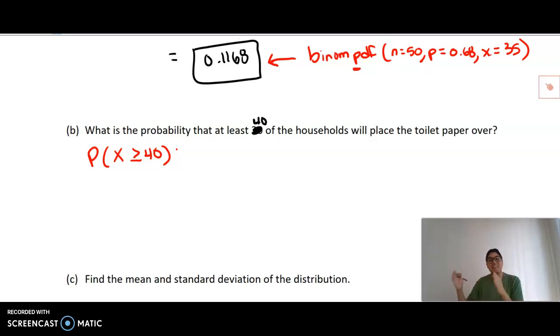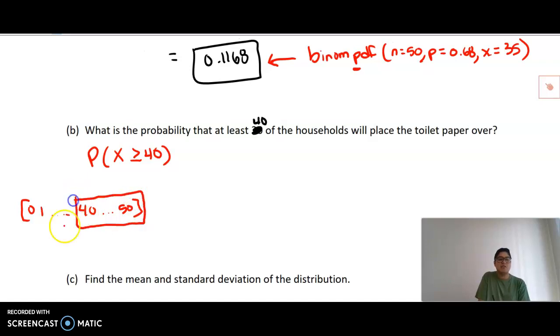And if I want at least 40 to have it, let's think about our broken noodle here. So I can have 0, 1, up to 50. I want at least 40 people to have it, which means I'm going to ignore 0 through 39. I don't care about them. I'm going to take them out of my sample size. That's the same as 1 minus the probability that it's between 0 and 39. Now that's going to be an alternative method.